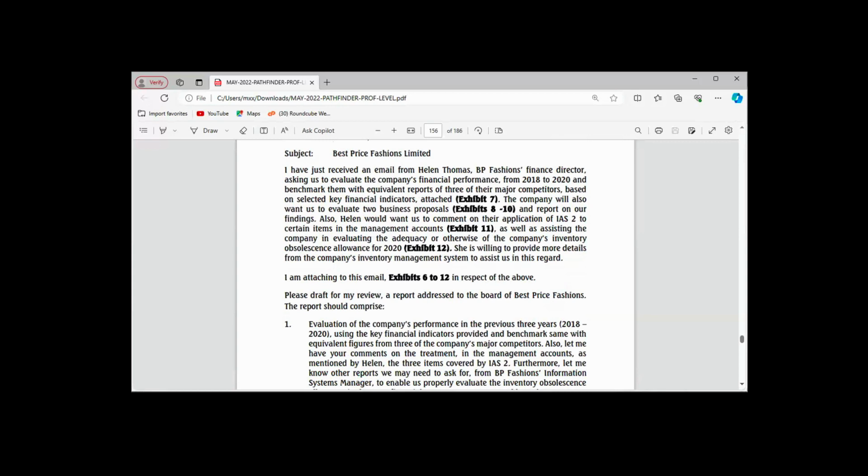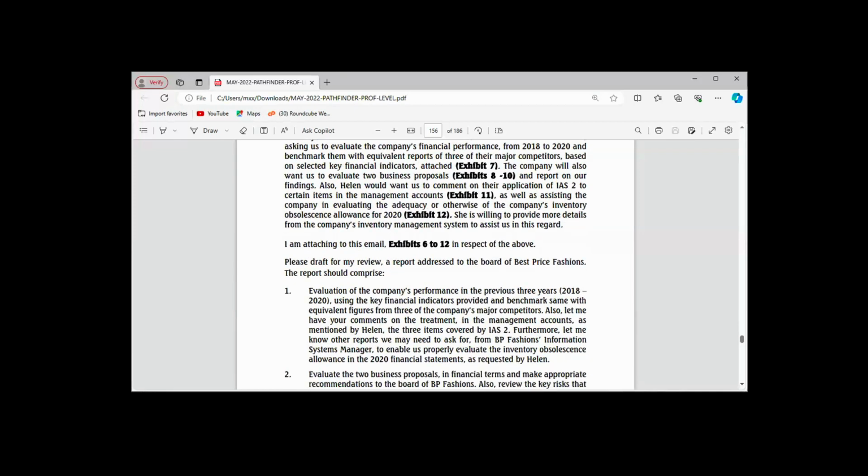The report would comprise an evaluation of the company's performance in the previous 3 years, 2018 to 2020, using the key financial indicators provided and benchmark them with equivalent figures from 3 of the company's major competitors. Also, let me have your comments on the treatment in the management accounts as mentioned by Helen, the 3 items covered by IAS 2. Furthermore, let me know other reports we may need to ask for from BP Fashion's Information Systems Manager to enable us properly evaluate the inventory obsolescence allowance in the 2020 financial statements as requested by Helen.